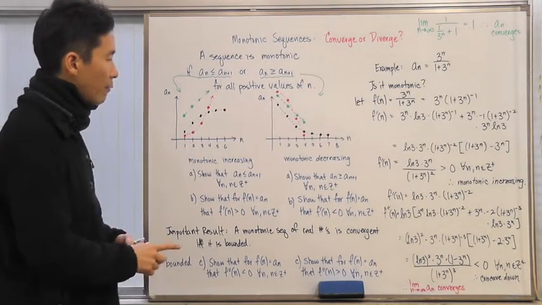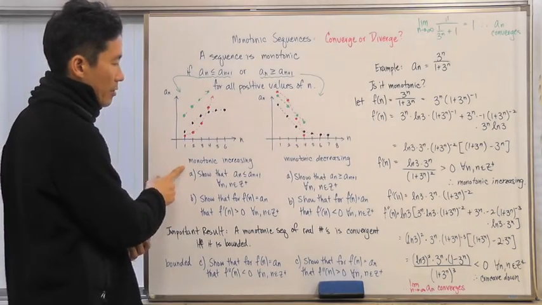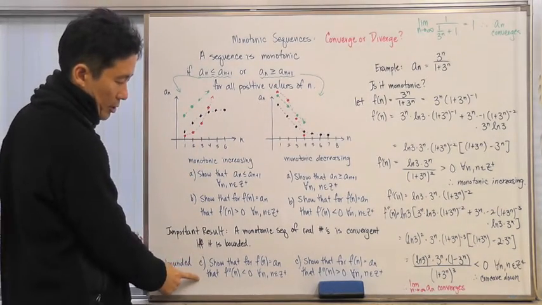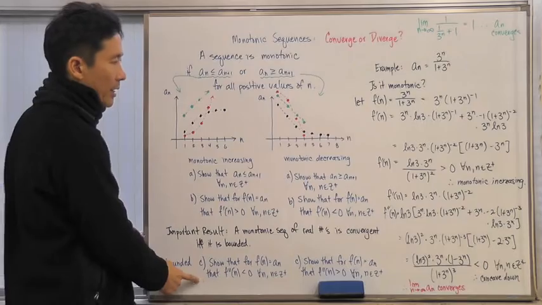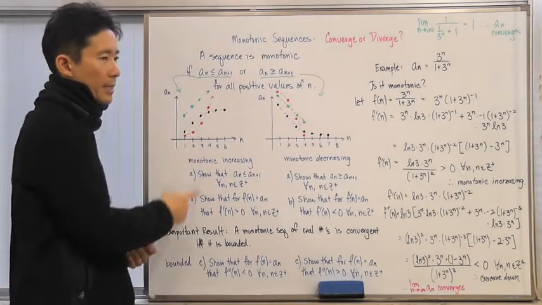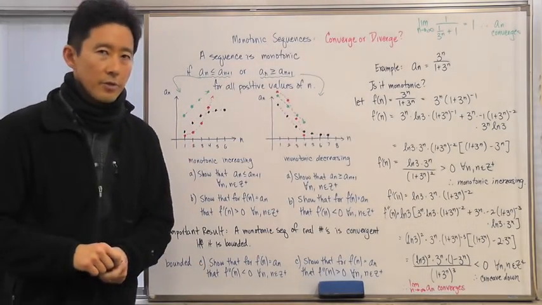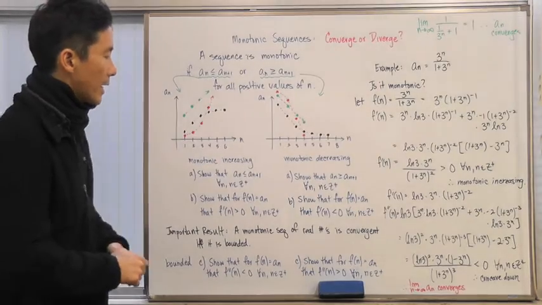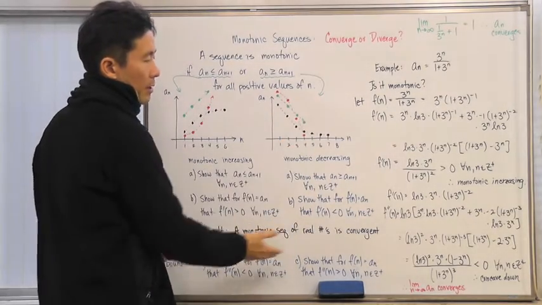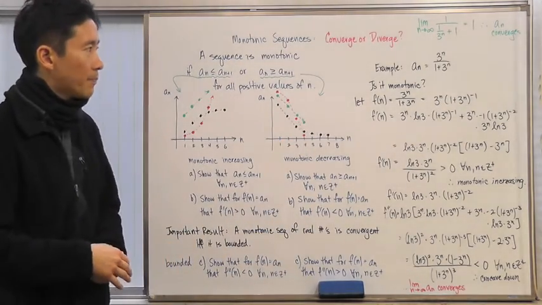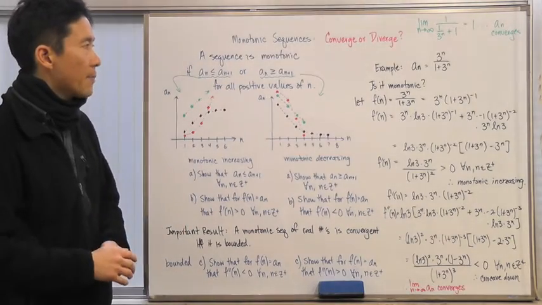So, if we can show that it is monotonic increasing, and also show that it is bounded, then we can say that the sequence is going to converge for large values of n. And in the same respect for this monotonic decreasing situation. So let's take a look at an example here.